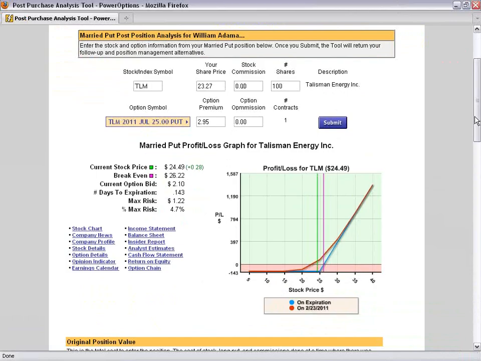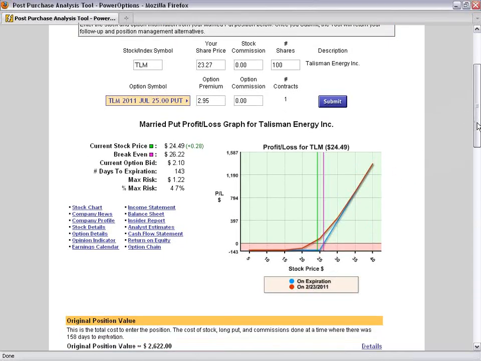The first section here is just the basic breakdown of our position. Bought stock at $23.27, bought the put for $2.95. Stock's currently at $24.49. The static break-even, or what I should say the expiration break-even, is $26.22, which is the stock plus the initial purchase price, if I hold it all the way to July expiration and make no adjustments on the position. I still have 143 days to expiration. My max risk was 4.7%.